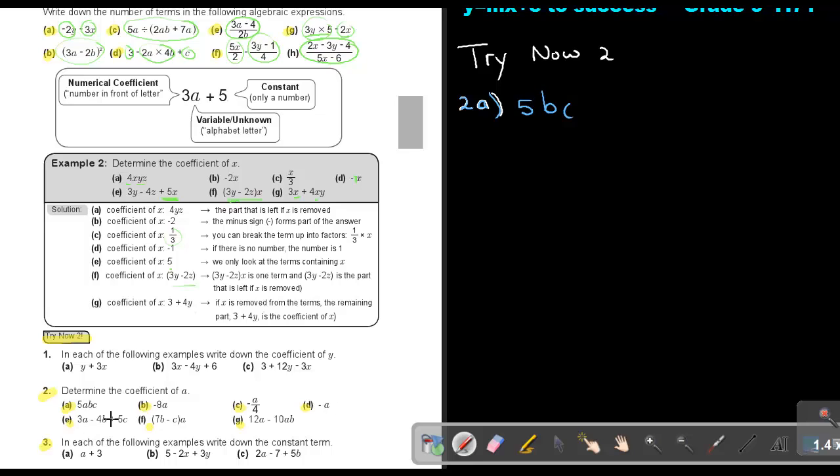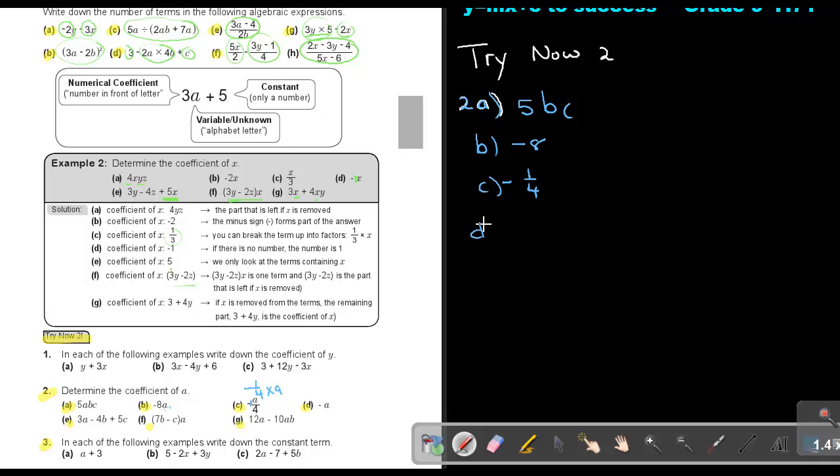The next one, number b. If I remove a, what will be left? Negative 8. Number c, remember there's a 1 again. It's actually negative 1/4 times a. That's what's standing there. So if I remove a, what is left? That will be negative 1/4. Remember, the term grabs the sign in front of it.